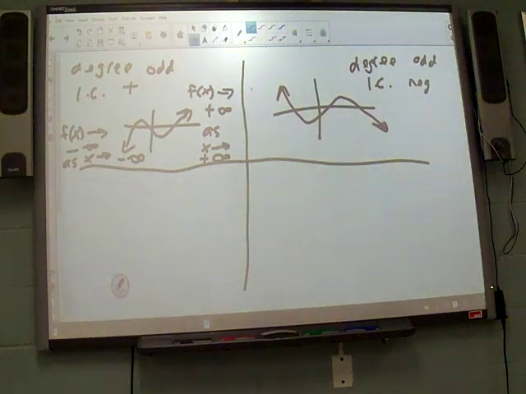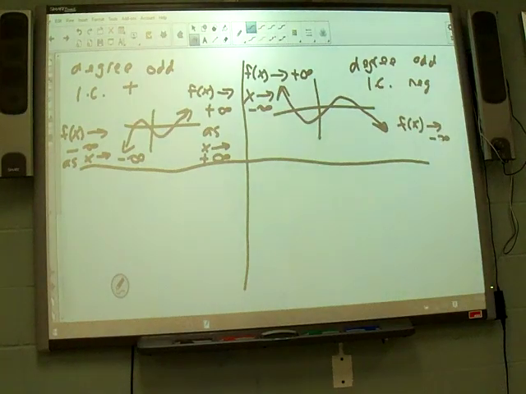Okay, so let's do this side first this time. This side that I'm writing on, f of x, or y, is going up over here, right? So it's approaching positive infinity. And as it does that, x is going to the left. So x would be approaching negative infinity. Over here, my y is going down. So it's approaching negative infinity. And as it does that, my x is going to the right. So it's approaching positive infinity.